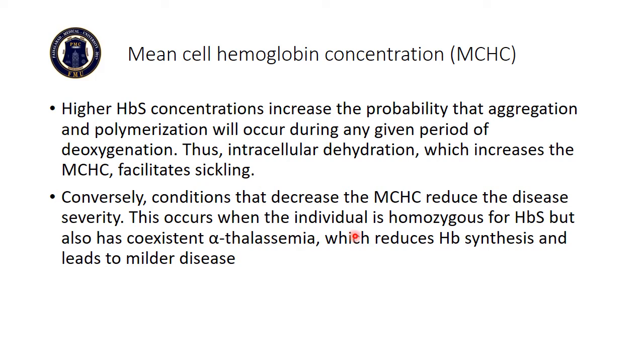This will occur in individuals who have a defective hemoglobin S as well as alpha thalassemia. They will have reduced hemoglobin synthesis, leading to milder disease. Sickle hemoglobin affects the beta chain, and alpha thalassemia affects the alpha chains. As both the alpha and the beta chains are defective, the total hemoglobin synthesis is also reduced, and it will lead to milder disease.